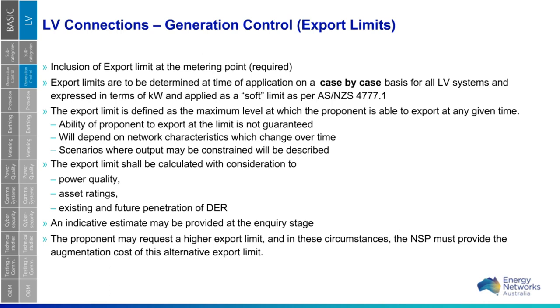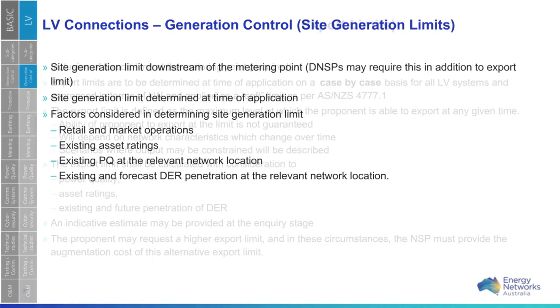The guidelines do give a signal that an indicative estimate of the export limit can be provided at the inquiry stage. And where the proponent wants a higher export limit, DNSPs are able to provide an augmentation cost of the alternative export amount.